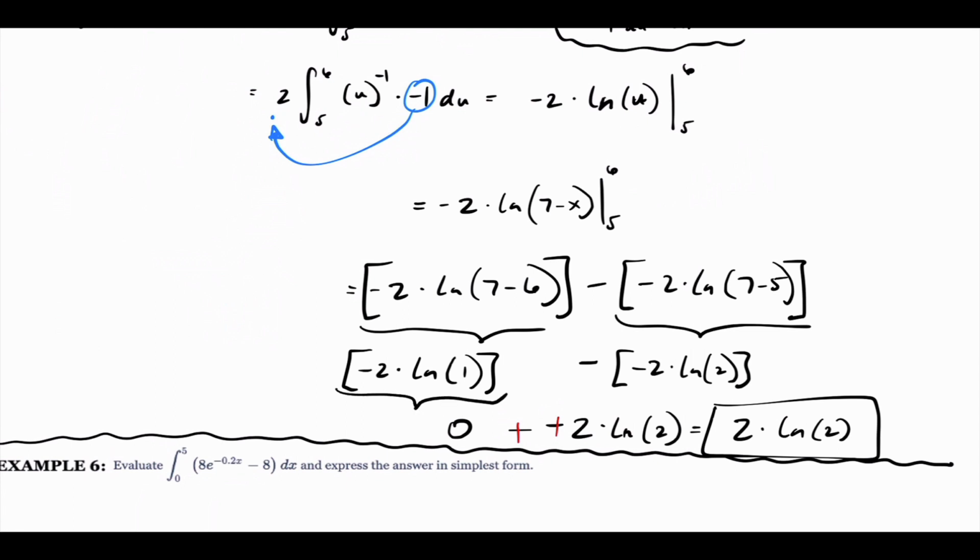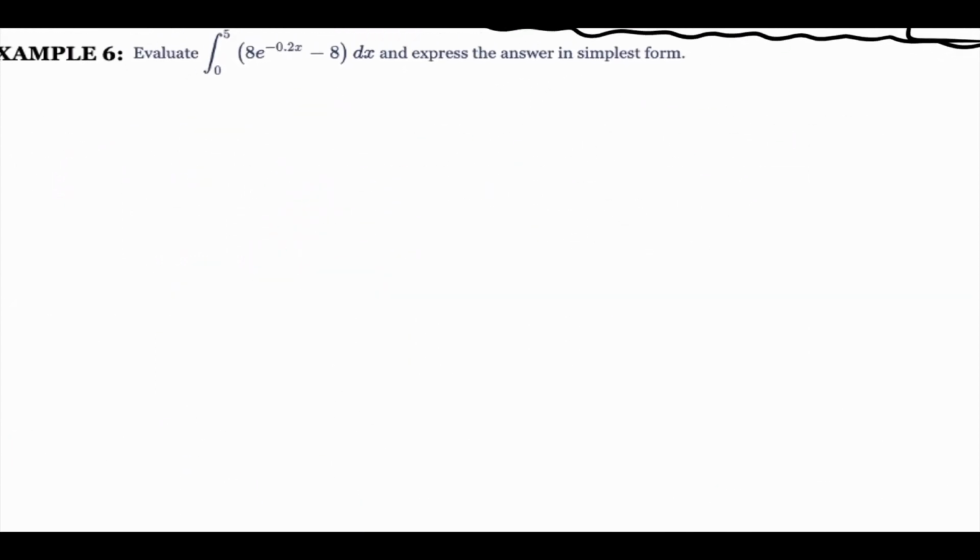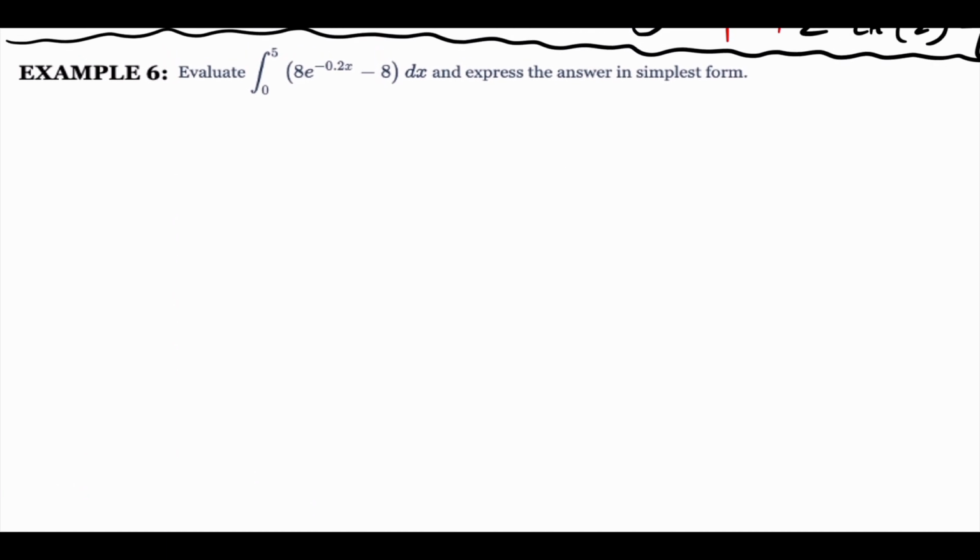Okay. All right. So that was a natural log problem. Now I'm going to give you an e problem. Again, don't worry about 0 and 5. We'll deal with that later. All we're worried about right now is finding the antiderivative. That's our first step. Oops, x.